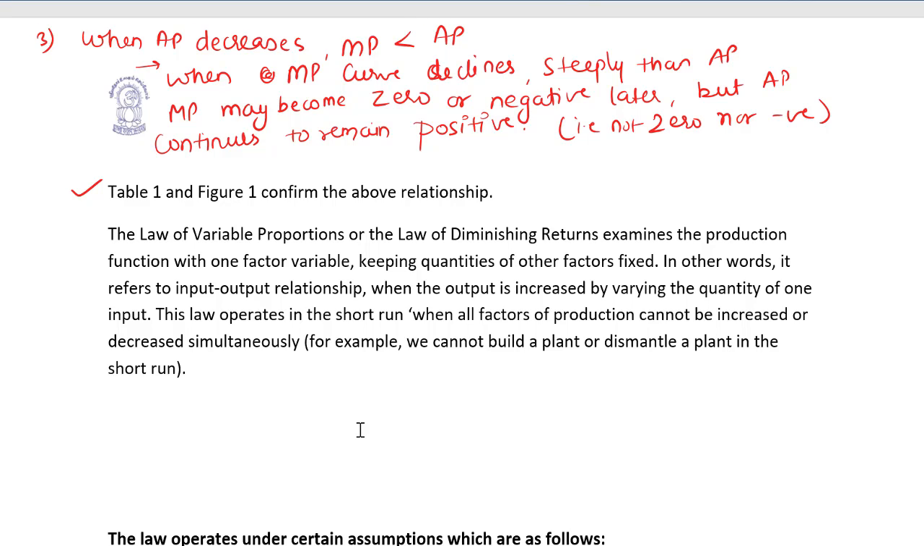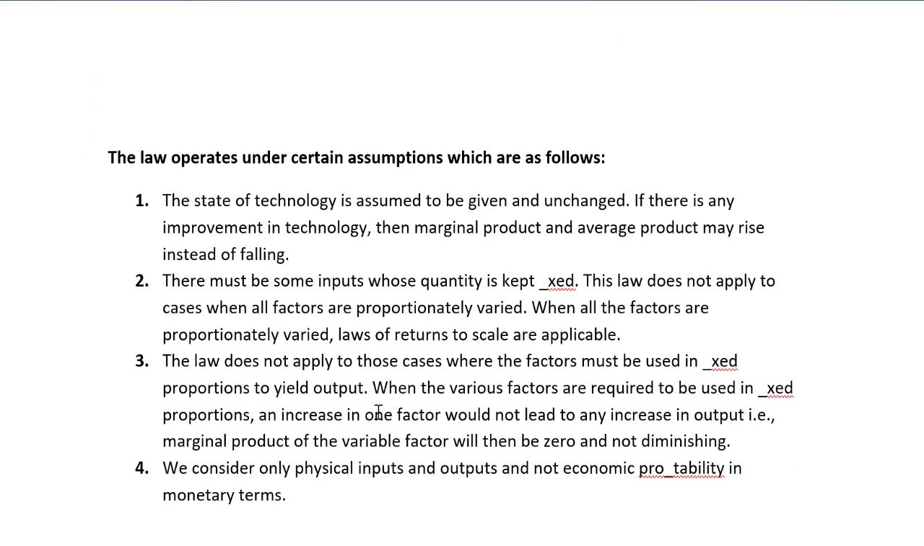The law of variable proportion, or law of diminishing returns, examines the production function when one factor is variable, that is labor, keeping quantities of other factors fixed, that is capital. In other words, it refers to the input-output relationship. This law operates in the short run when all factors of production cannot be increased or decreased simultaneously. For example, we cannot build or dismantle a plant in the short run. It requires a lot of time.